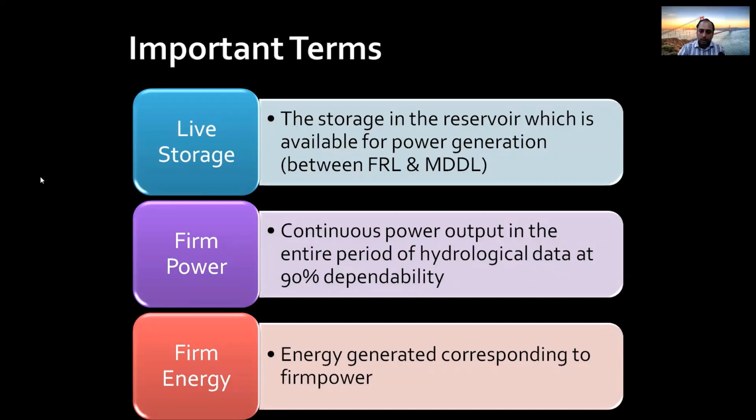Firm power is the continuous power output in an entire period of hydrological at 90% dependability. 90% dependability means this much power will be available at least 90% of times. Out of 100 days, 90 days you will be able to provide this much of power. Okay, that is called as firm power. That is dependability. And firm energy is the energy which is corresponding to the firm power. So take this firm power, for example, firm power is 2000 megawatts, multiplied with time, you will get the firm energy.